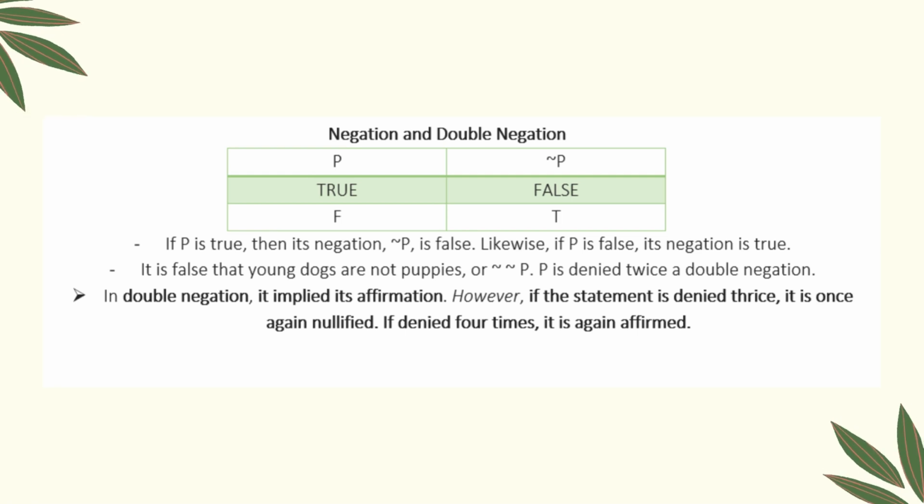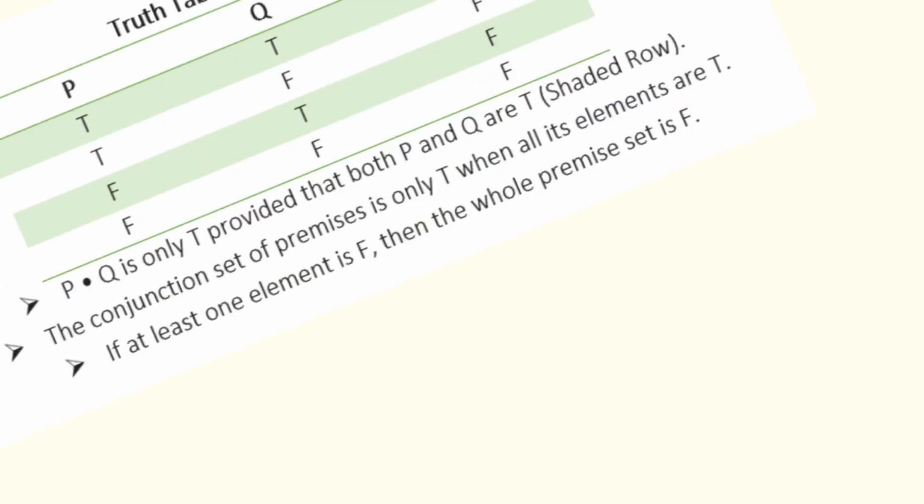It is false that young dogs are not puppies, or not P. P is denied twice, a double negation. In double negation, it implies its affirmation. However, if the statement is denied thrice, it is once again nullified. If denied 4 times, it is again affirmed.